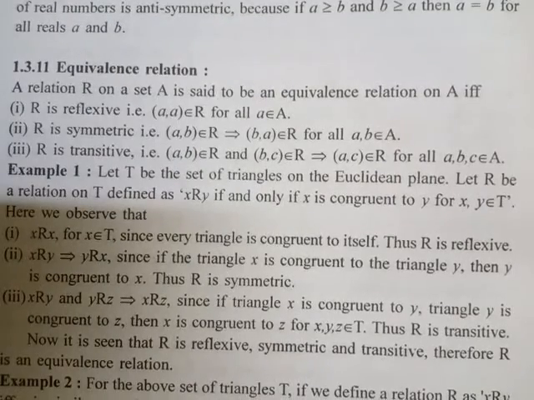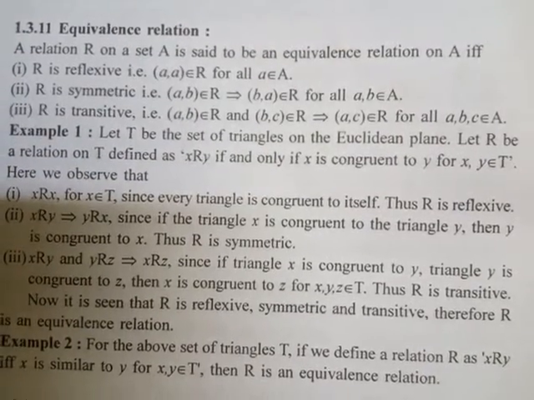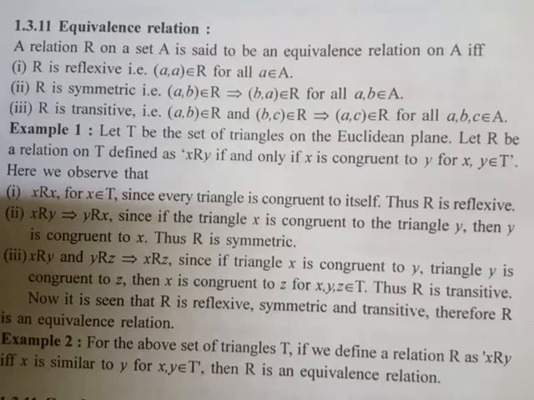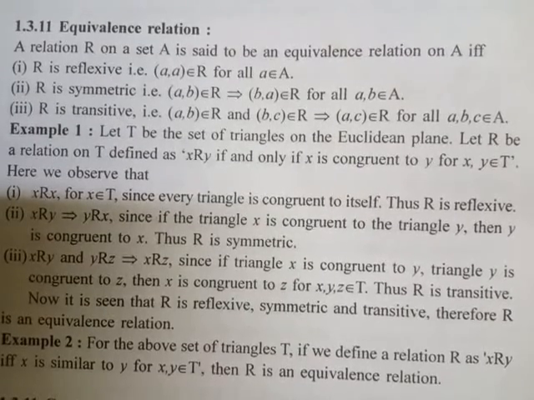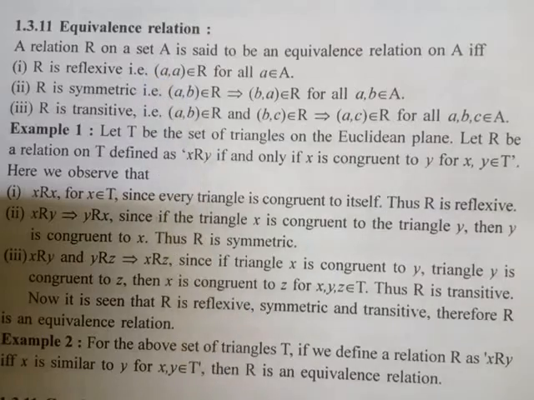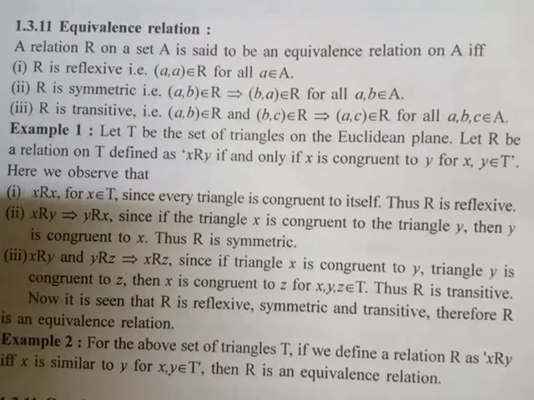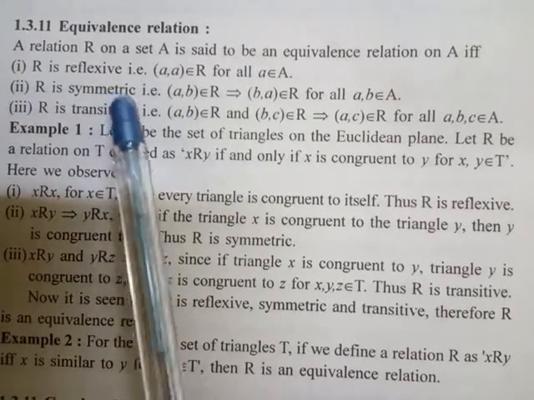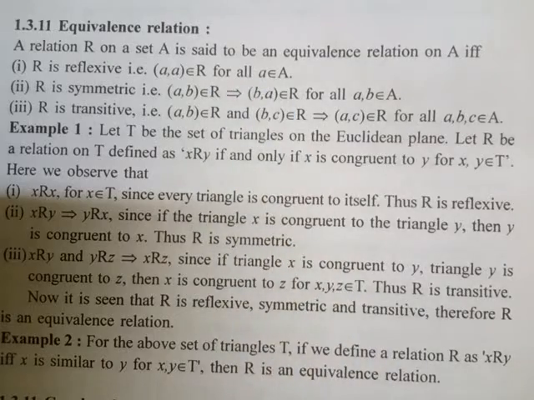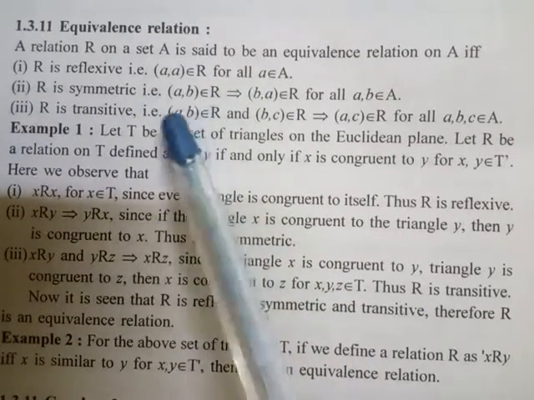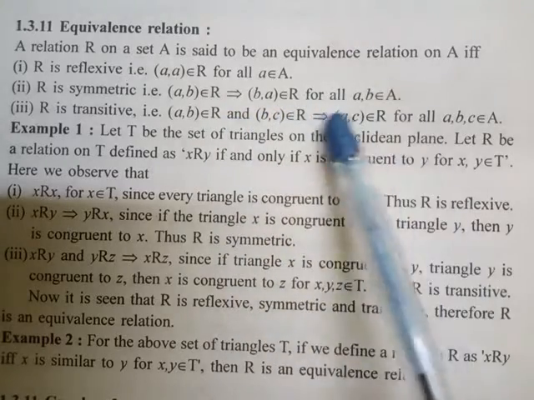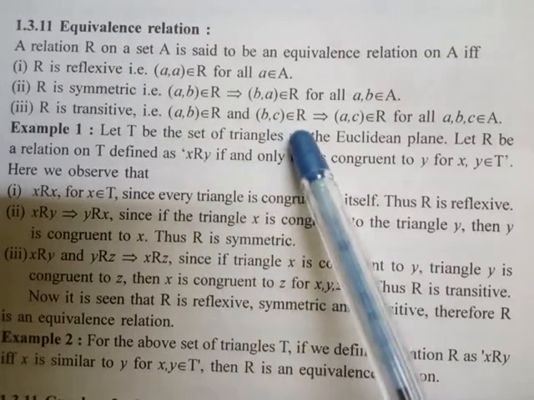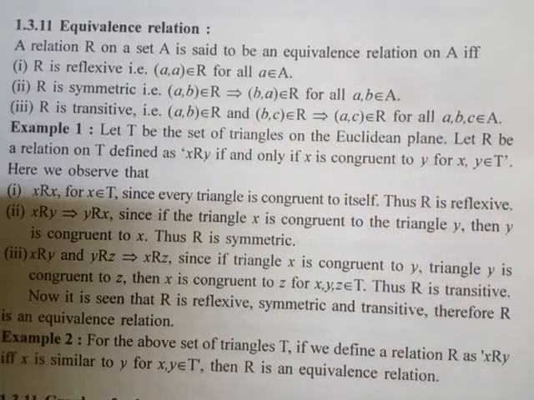Now look, students, the next one is equivalence relation, and this is one of the important relations, particularly in exercise 1.4. Look here now, a relation R on the set A is said to be an equivalence relation on A if and only if there are three conditions. R is reflexive, that is (a, a) belongs to R for all a belongs to A. Next, R is symmetric, that is (a, b) belongs to R implies (b, a) belongs to R for all a, b belongs to A. And R is transitive: (a, b) belongs to R and (b, c) belongs to R implies (a, c) belongs to R for all a, b, c belongs to A.